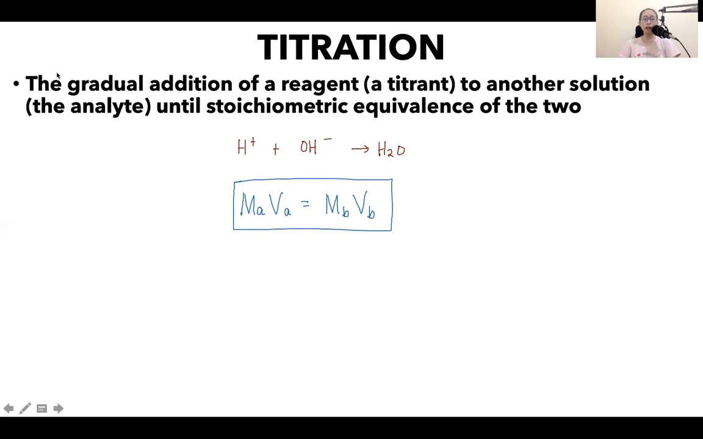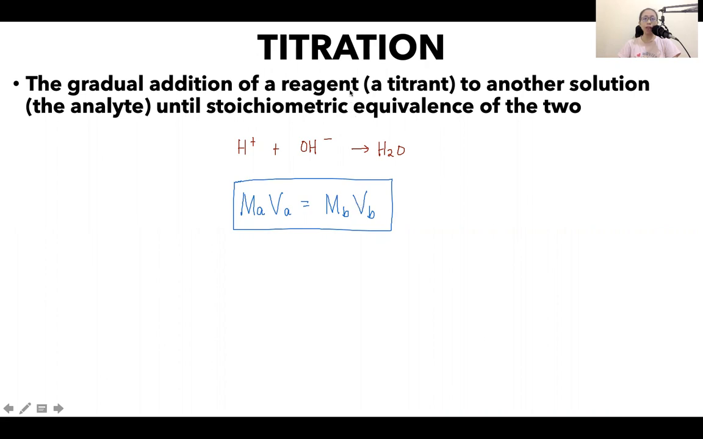So if we look at the formula, you know that multiplying the molarity with the volume of the solution gives you what? The amount, right? Which is in moles. So what we are equating basically are moles of acid and moles of base. And this is aligned with our definition of titration.